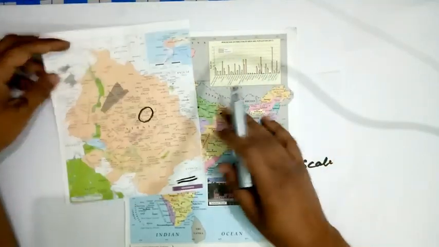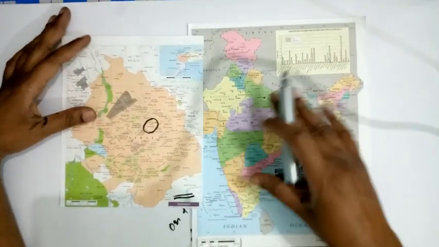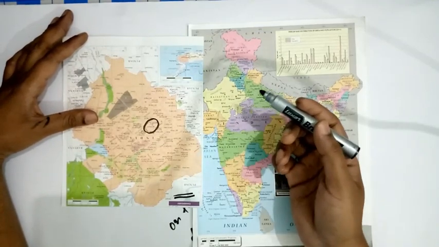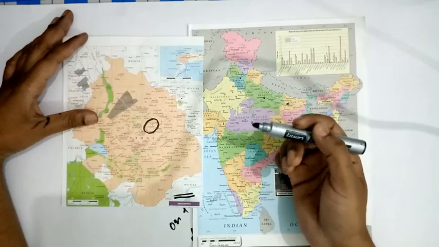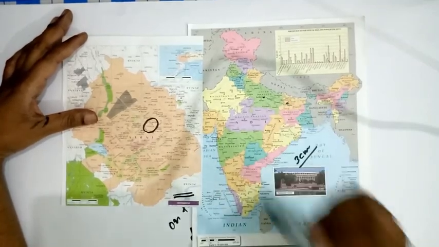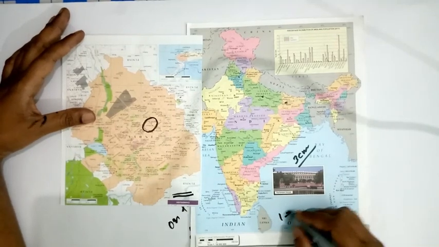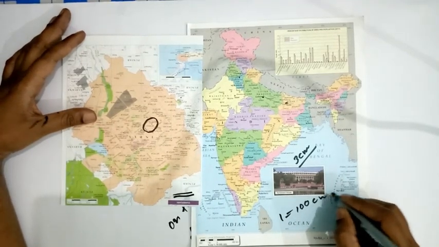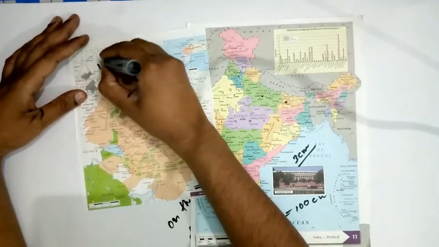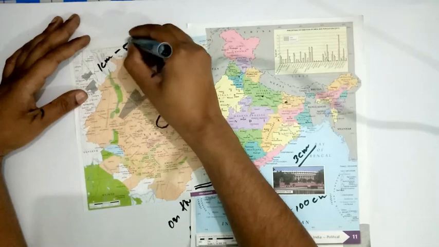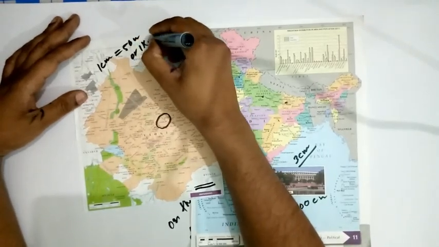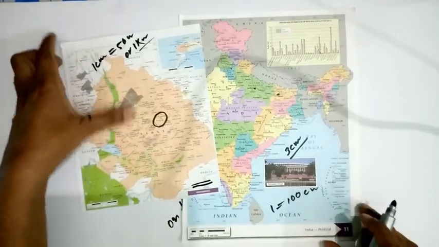Now let's talk about the scale of these two maps. The scale of a large scale map may be 1 centimeter equal to 15 meters, or 1 centimeter equal to 1 kilometer. When we talk about a small scale map, the scale is 1 centimeter equal to 100 kilometers, or 1 centimeter to 50 kilometers. So that is what large scale and small scale are.